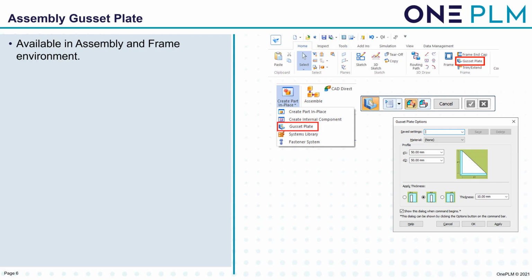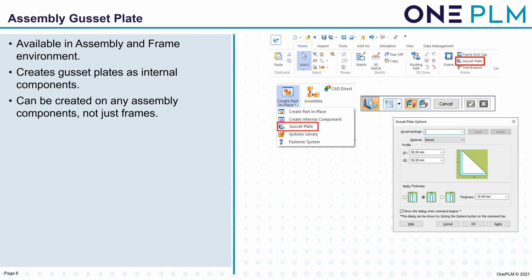Next we're going to have a look at assembly gusset plate. This is aimed at the frame, but it is a little bit more flexible than that. It's available in assembly and the frame environment. It creates gusset plates as internal components. We'll get more onto internal components later. It can be created on any assembly components, not just frames, so quite flexible there.